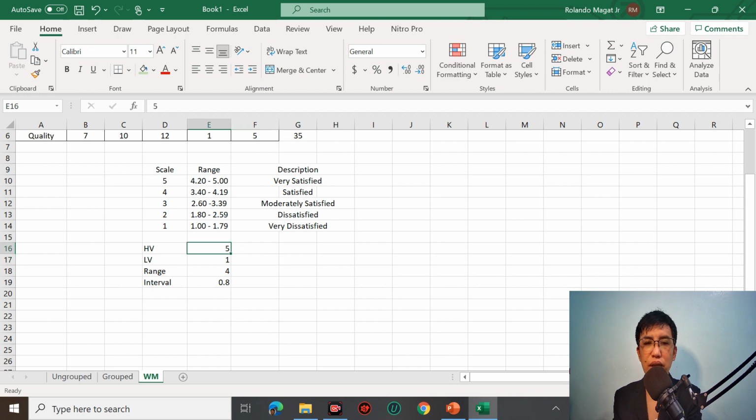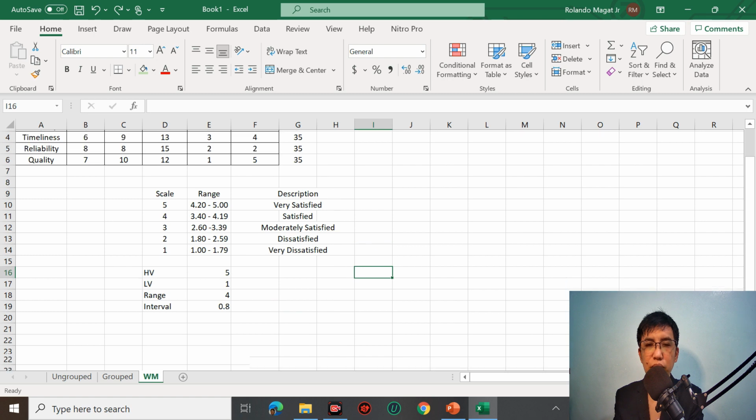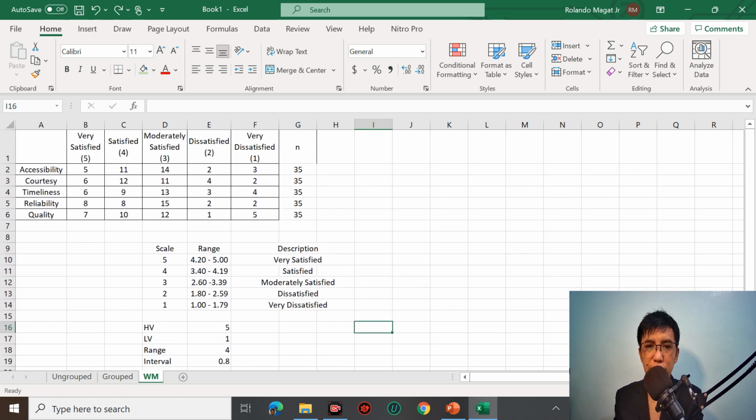O, ganun din. Divide nyo lang to. Kapalitan nyo lang to. Gagawin nyo ng 7 minus 1, di ba? Then, get the difference. Then, round this one off. So, 0.86. So, ganun ulit. Mag-add lang kayo dyan. Okay? So, that would be the description for each weighted mean.